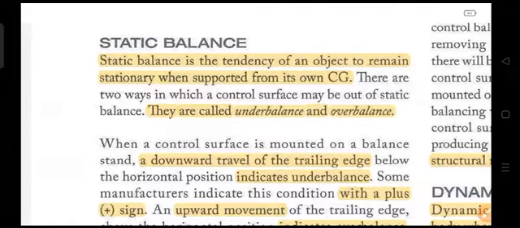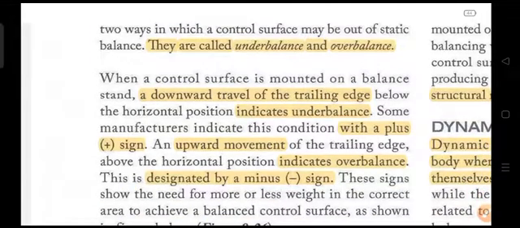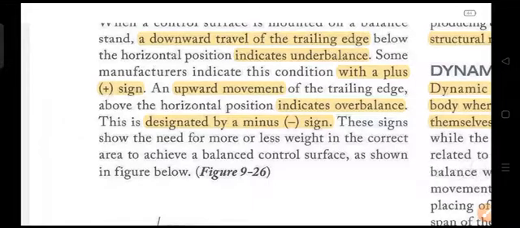Now there are two ways in which the control surface may be out of balance. One static balance condition is under balance, another is over balance. Under balance means the control surface will go down, a downward travel of the trailing edge, meaning it is not at neutral position, it is drooping. That indicates under balance. This is a DCA question. With a plus sign, you have to indicate this condition, that you have to increase it.